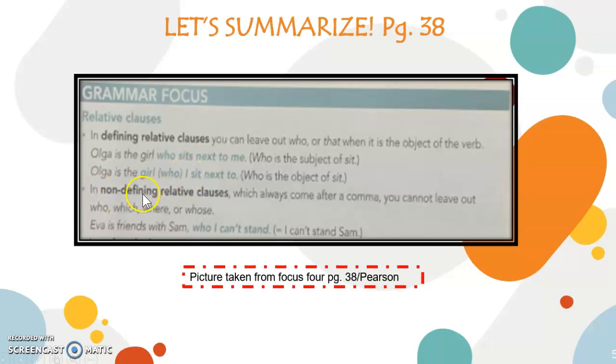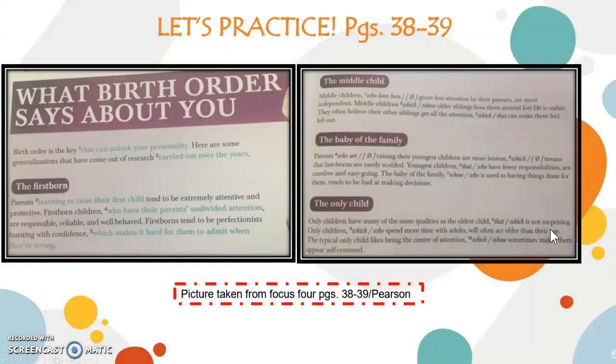Well, in non-defining relative clauses, which always come after a comma, you cannot leave out who, which, where. Well, in that case, you cannot omit any of the bridges. You need the bridges, okay? Well, we got it practicing here.